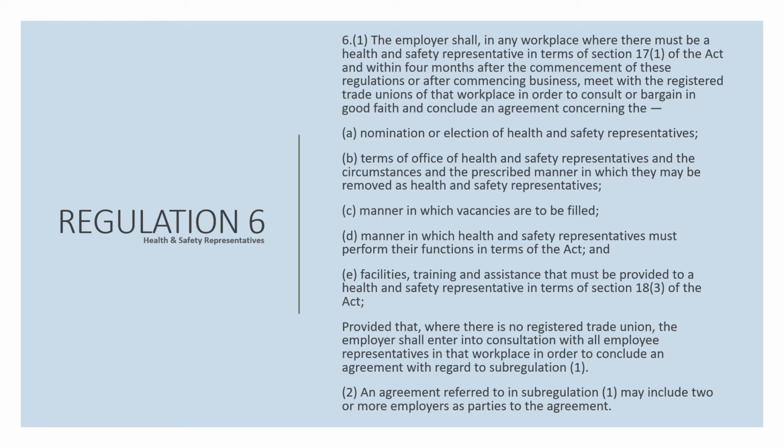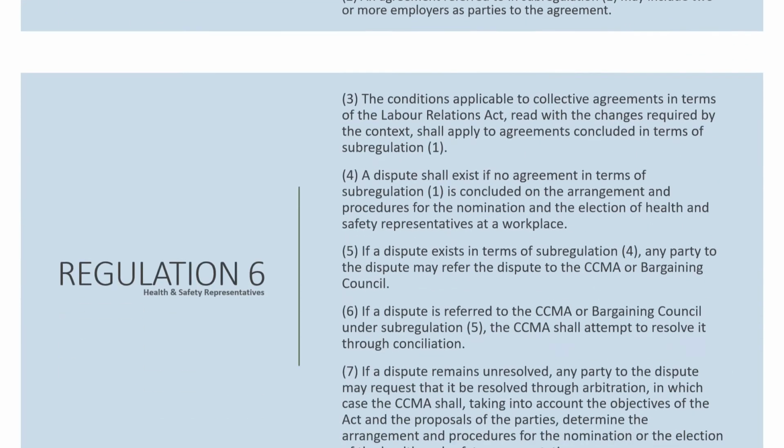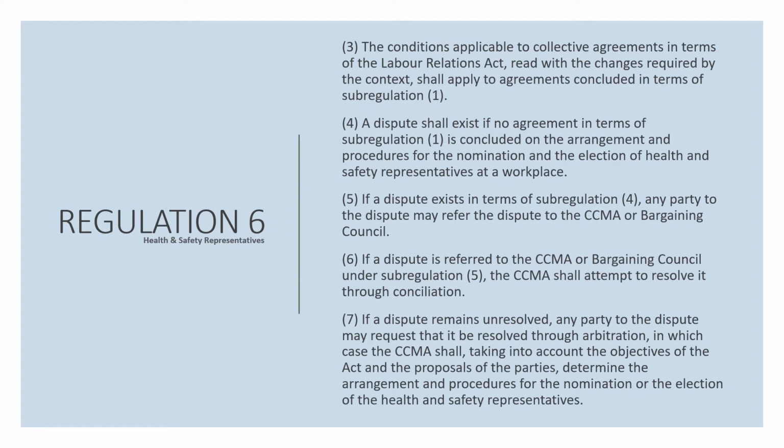E. Facilities, training, and assistance that must be provided to the health and safety representative in terms of Section 18.3 of the Act. Provided that where there is no registered trade union, the employer shall enter into consultation with all employee representatives in that workplace in order to conclude an agreement with regard to Subregulation 1. An agreement referred to in Subregulation 1 may include 2 or more employers as parties to the agreement. The conditions applicable to collective agreements in terms of the Labor Relations Act, read with the changes required by the context, shall apply to agreements concluded in terms of Subregulation 1.